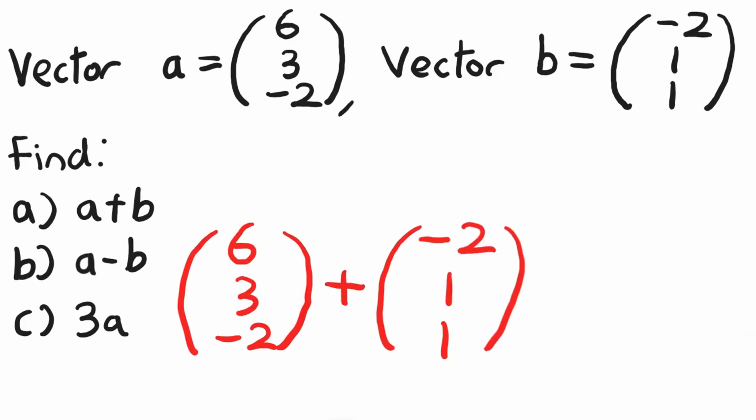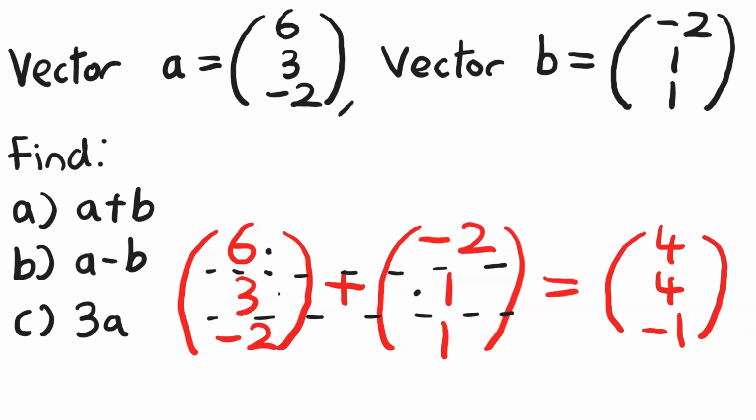And just to recap, if you don't remember, the way that you add vectors is you essentially just treat them row by row. So it would be 6 plus minus 2, which is going to be 4, and then 3 plus 1, which is going to be 4, and then minus 2 plus 1, which is going to be minus 1. So therefore A plus B is equal to (4, 4, -1).